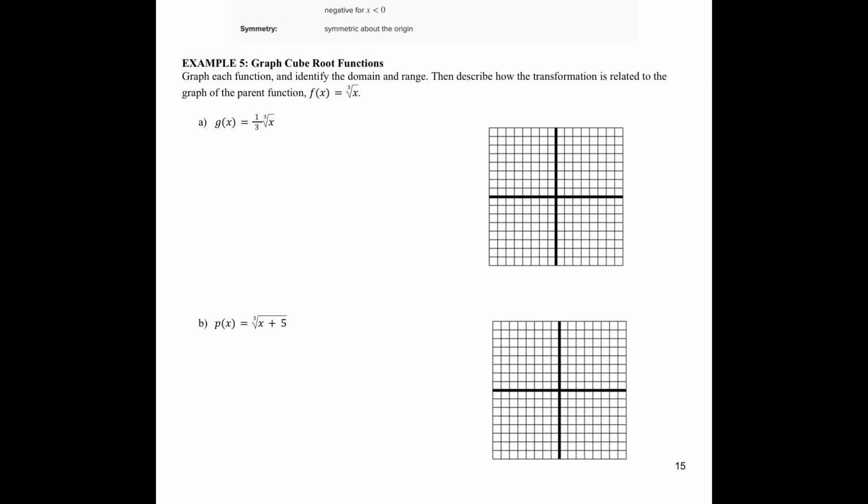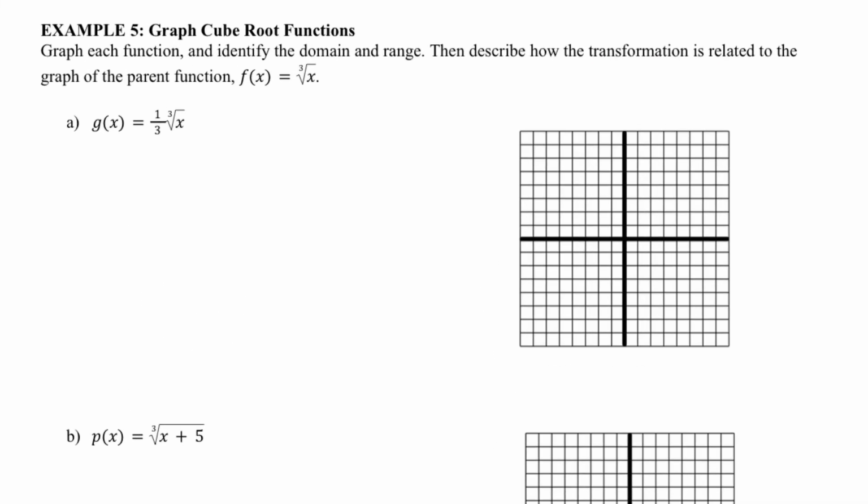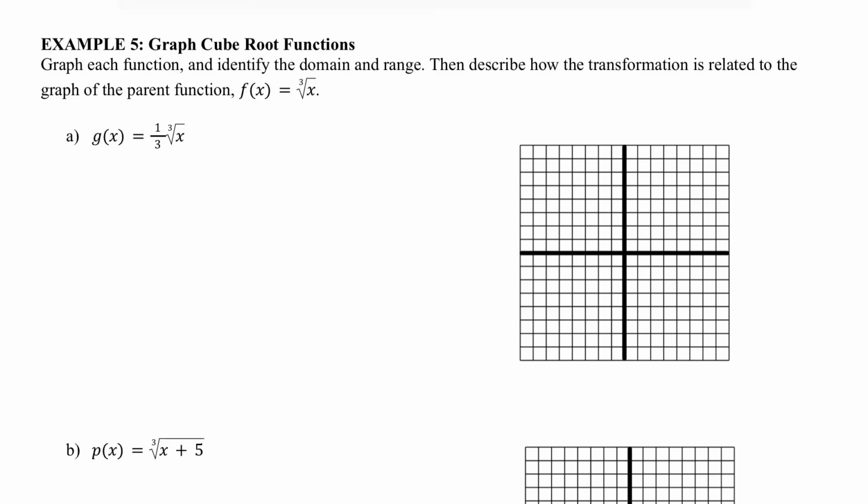So let's jump in with this first example A here. We have g of x equals 1/3 the cube root of x. We're being asked here to graph each function and identify the domain and range, and then describe the transformation as it is related to the parent function f of x equals the cube root of x. So here we have g of x equals 1/3 the cube root of x.